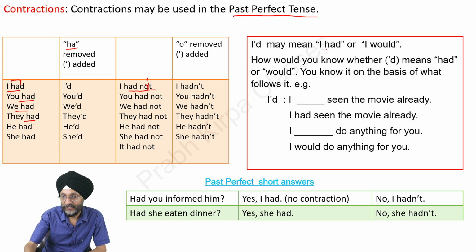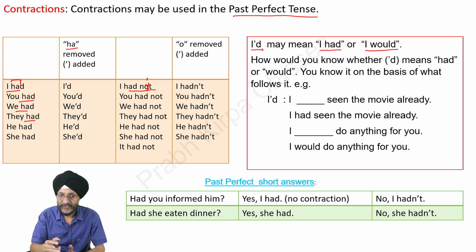I'd may mean I had or I would. How would you know whether apostrophe D means had or would? That is, whenever I'd or you'd is used, how would you know whether apostrophe D means had or would? You would know the same on the basis of what follows it. What is written after the 'd?